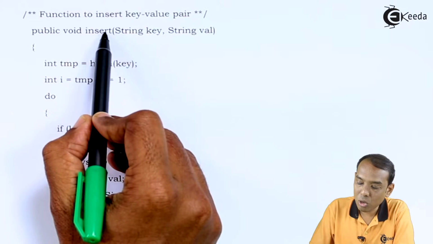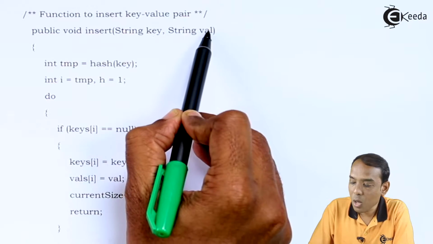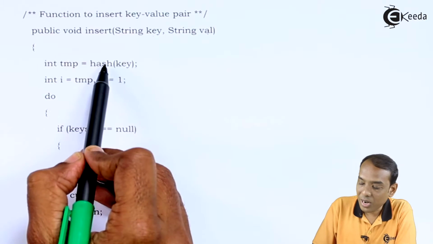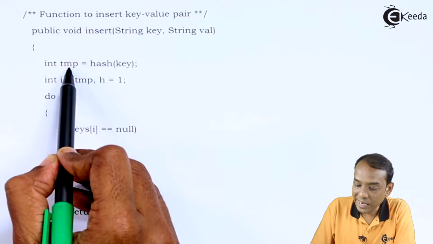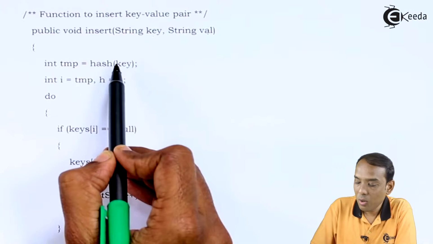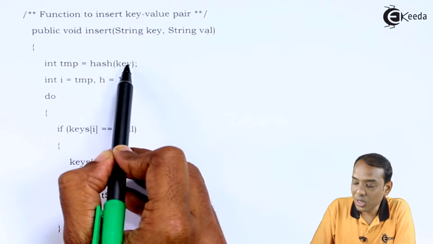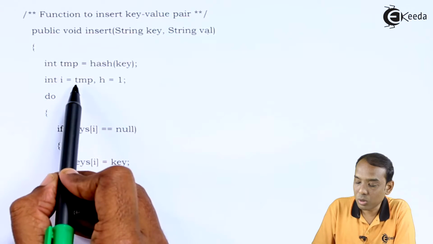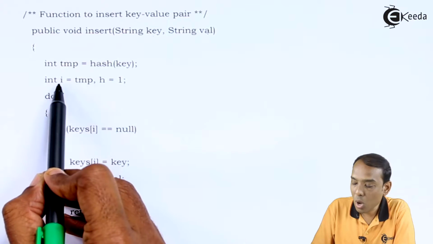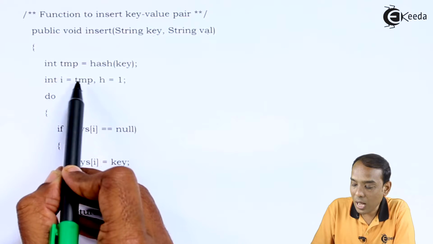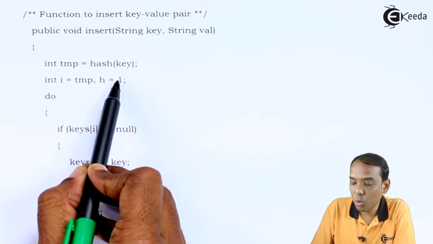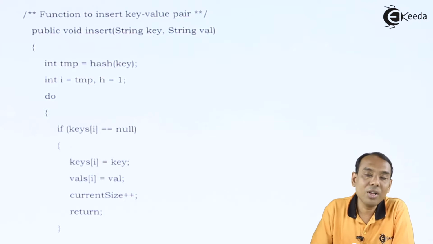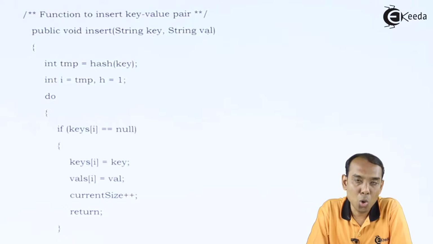I have defined a function called insert with the parameters key and value, with return type string. First, I will transfer the key. We write int temp equal to hash(key), so this value is transferred to temp. Then I transfer this temp to i. We write int i equal to temp and h equal to 1. This is to calculate the quadratic polynomial. Then we go for the do while loop.